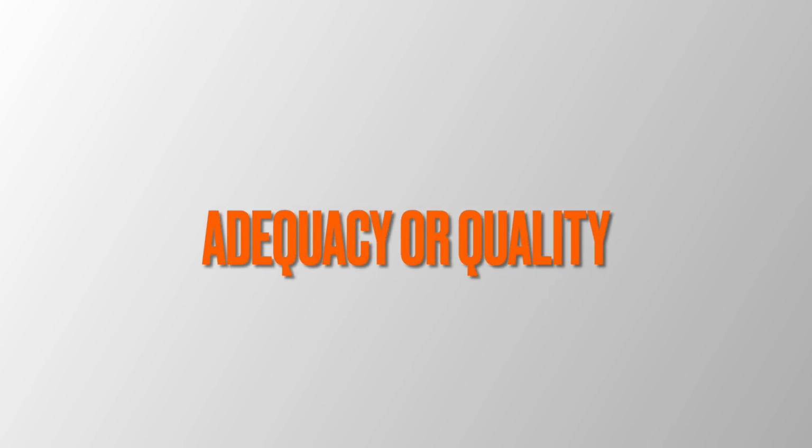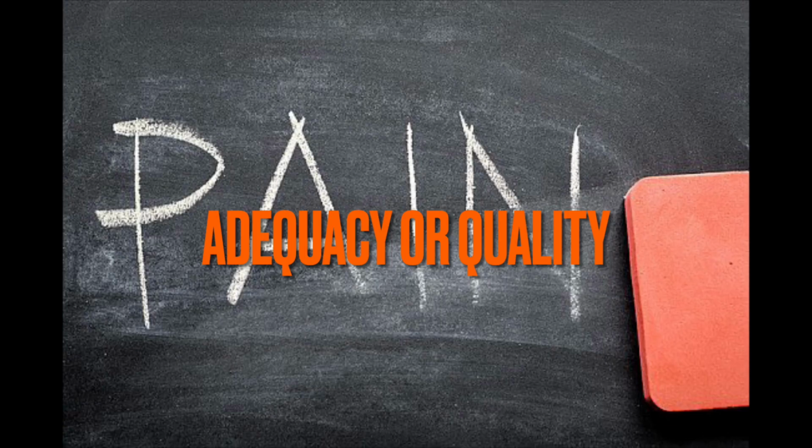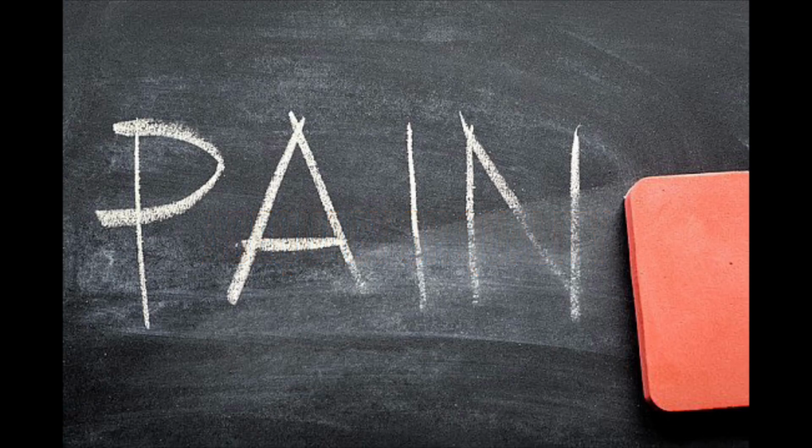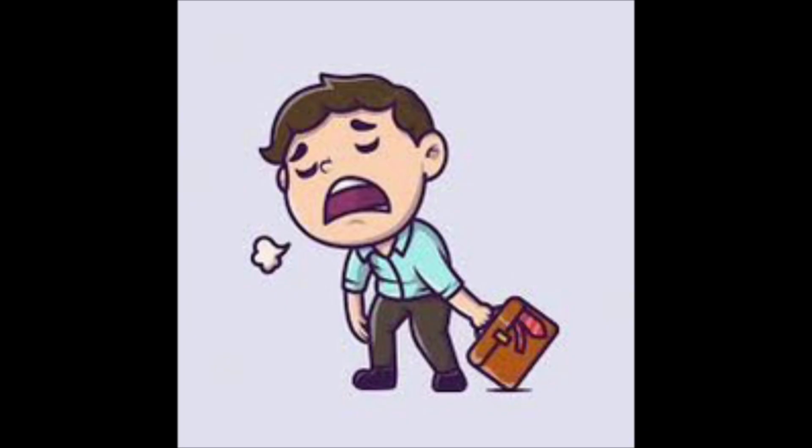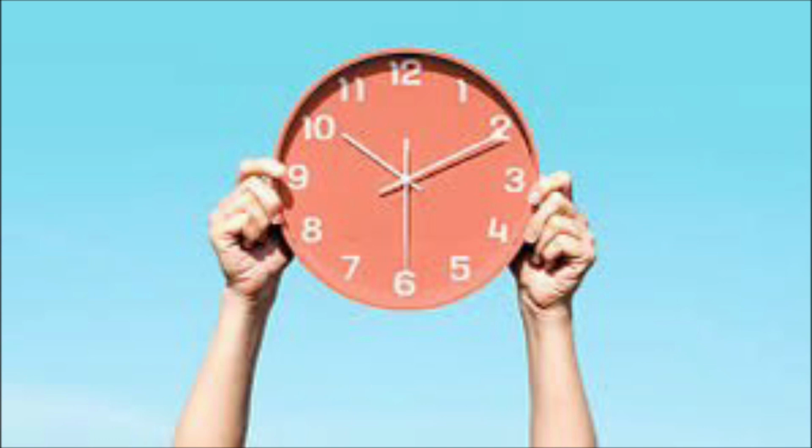So we've spoken about independence, safety, and then the third part of the parameters of assessment and intervention is the parameter of adequacy or quality. Quality being pain. Are there aspects of the component that is pain? Is pain there? And then the next thing would be the level of fatigue while they're doing the task. And the last one would be the amount of time that they take to complete the task. So this is adequacy and quality.